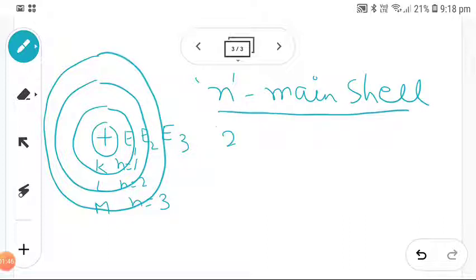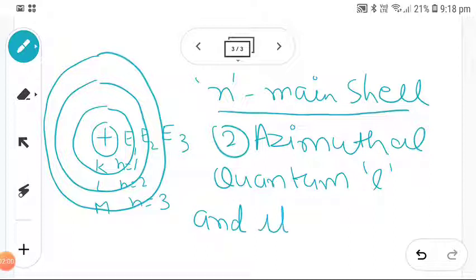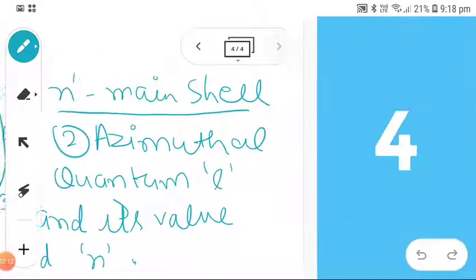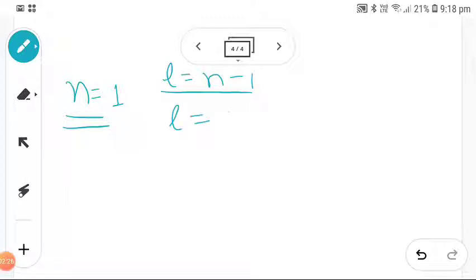Now the second quantum number is the azimuthal quantum number, denoted by the small letter l, and its value depends on n. Are you clear with this? How? Please look over here. If n is equal to 1, then the l value is given by n minus 1. I repeat, if n is equal to 1, then l will be equal to 0.